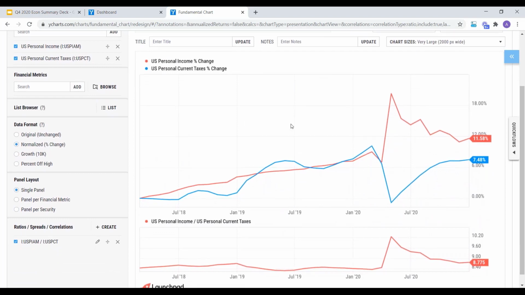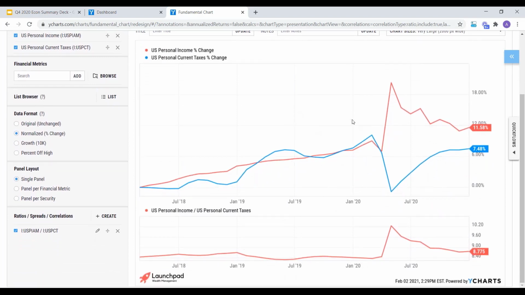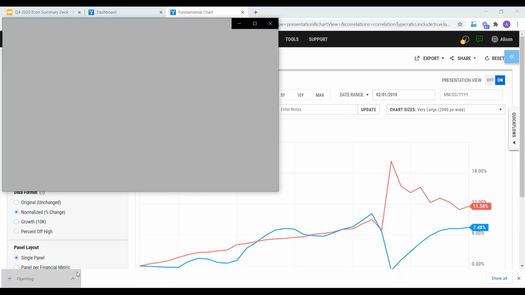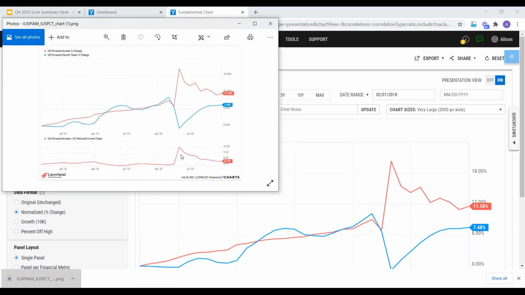So it always lives there, and I now have a much more personalized version of this chart that I can share by using the share drop down to either share it with my team, or I can export it by downloading it as an image. And it's going to pop up as a PNG file right there for us. Very cool.